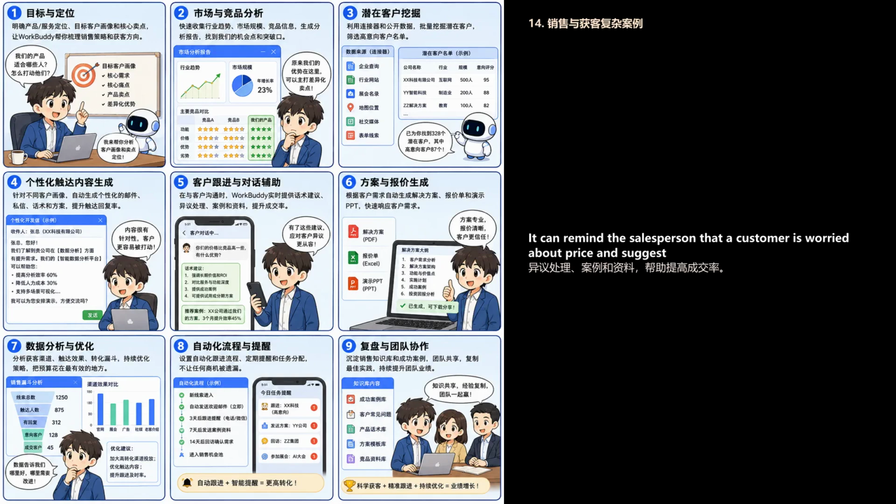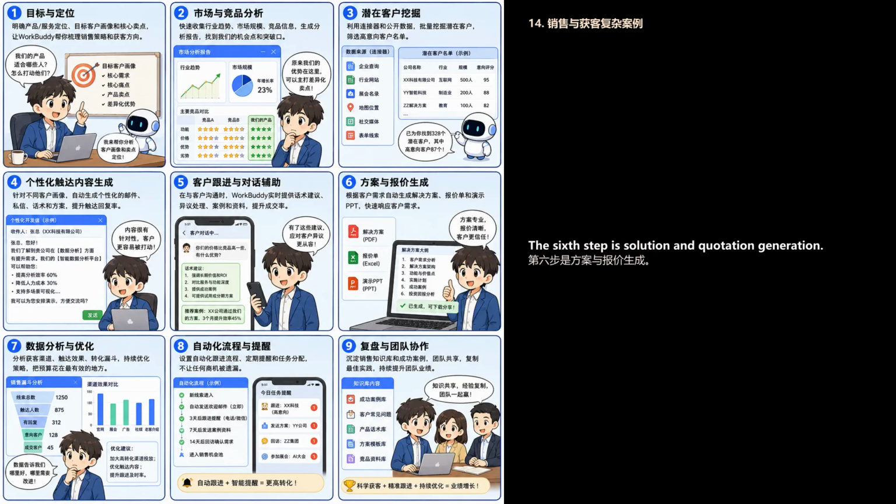The sixth step is solution and quotation generation. Based on customer needs, it can generate solutions, quotations, and presentation decks quickly. These must follow real pricing rules and delivery capability. AI should not make random commitments.